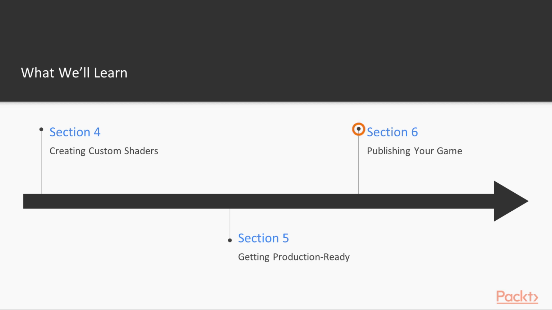Lastly, we'll talk about publishing your game. So now that you have your game done, how do you actually build an APK for Android? And how do you build an IPA for iOS? And how do you get these things uploaded so that other people can download them? We'll talk about that as well, pretty in depth.